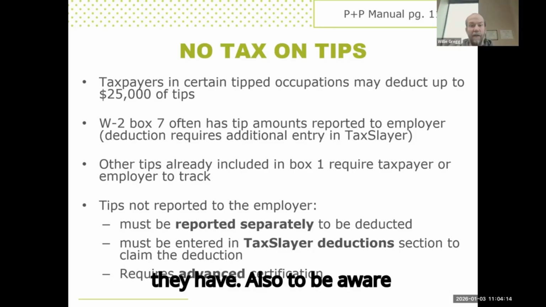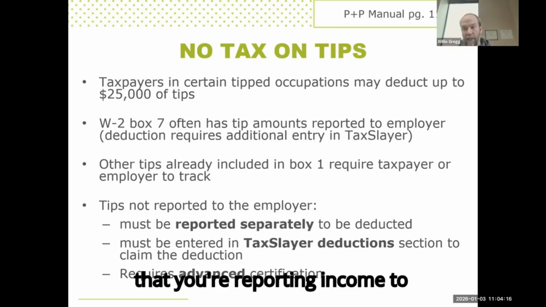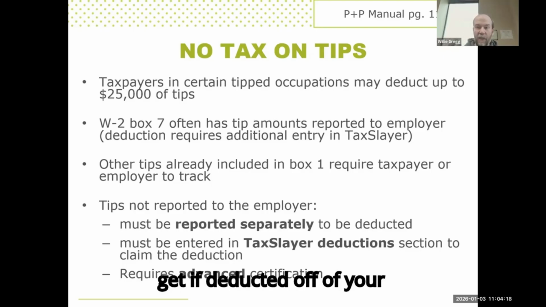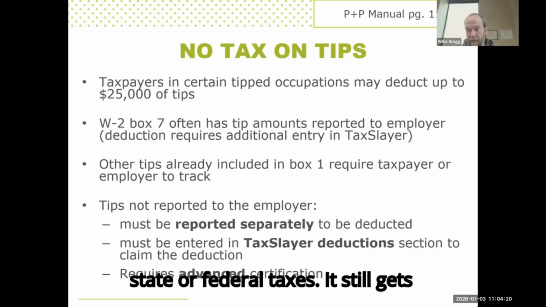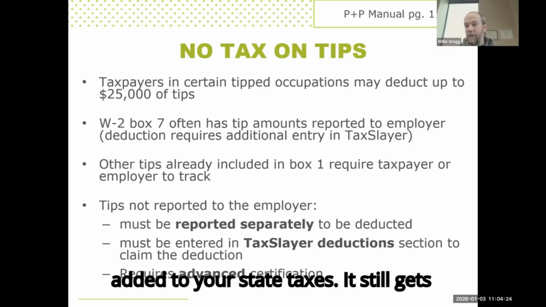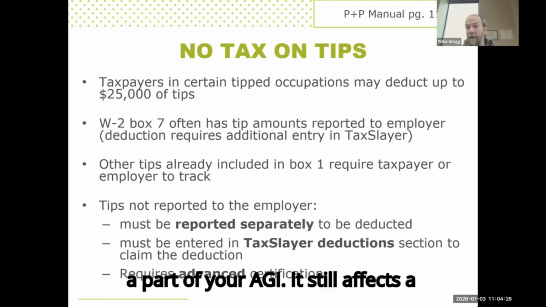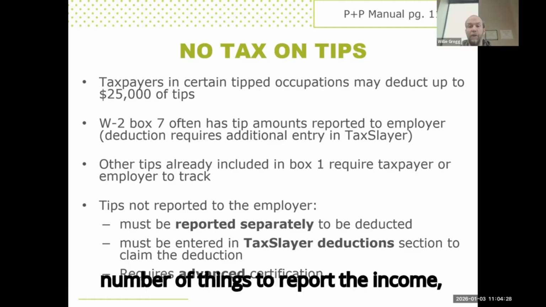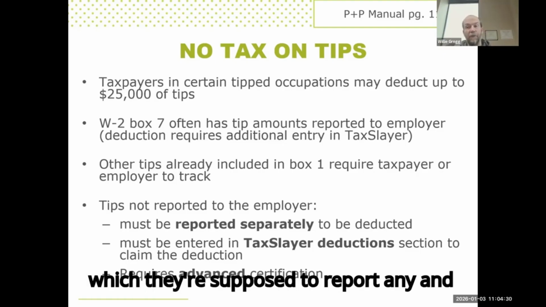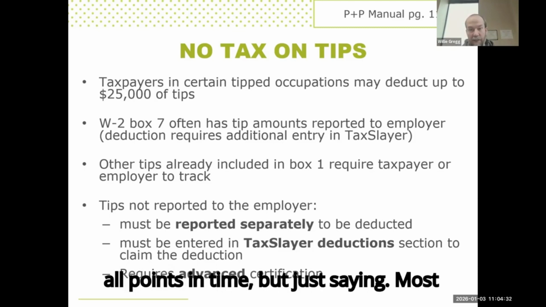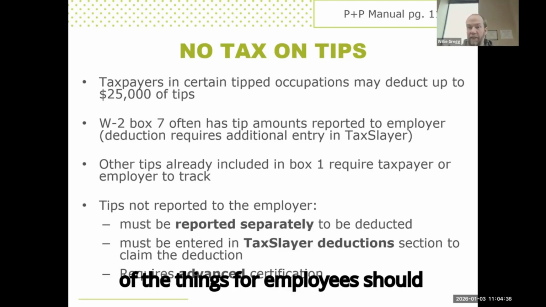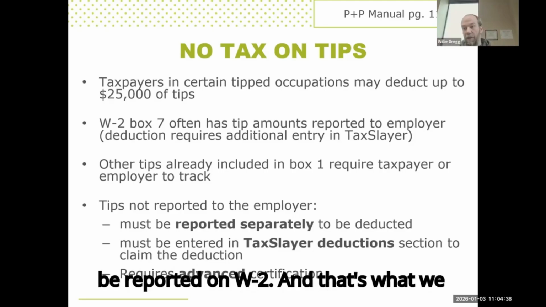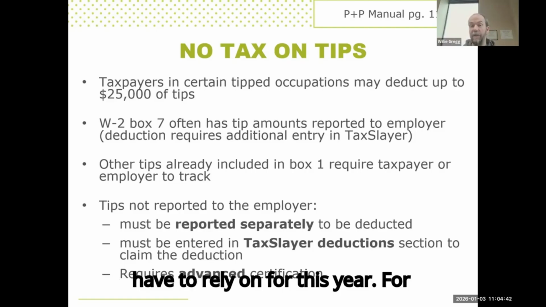Also, be aware that you're reporting income to get it deducted off of your state or federal taxes. It still gets added to your state taxes. It still gets a part of your AGI. It still affects a number of things to report the income, which they're supposed to report at any and all points in time, but just saying. Most of the things for employees should be reported on W-2. And that's what we have to rely on for this year.